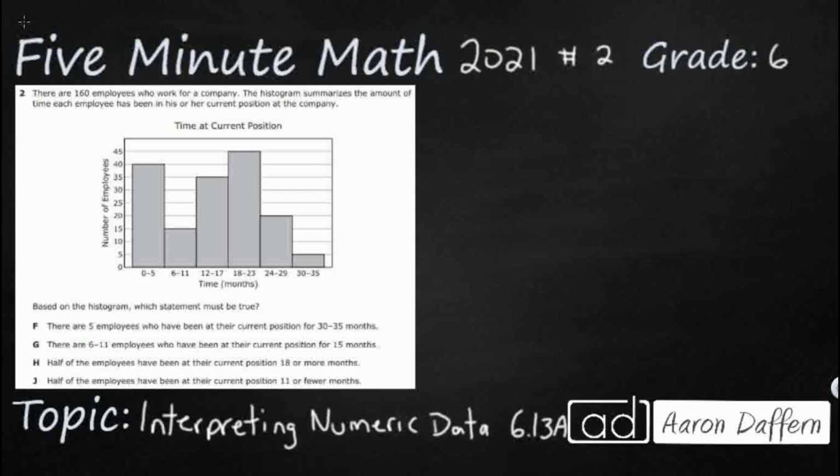Today we are looking at the 6th grade concept of interpreting numeric data. This is standard 6.13a in the great state of Texas, and we are using item number 2 off the 2021 released STAAR test. If you have not done so already, please go ahead and take a moment to pause the video, work this problem out on your own, unpause it, and then we will look at our answers together.